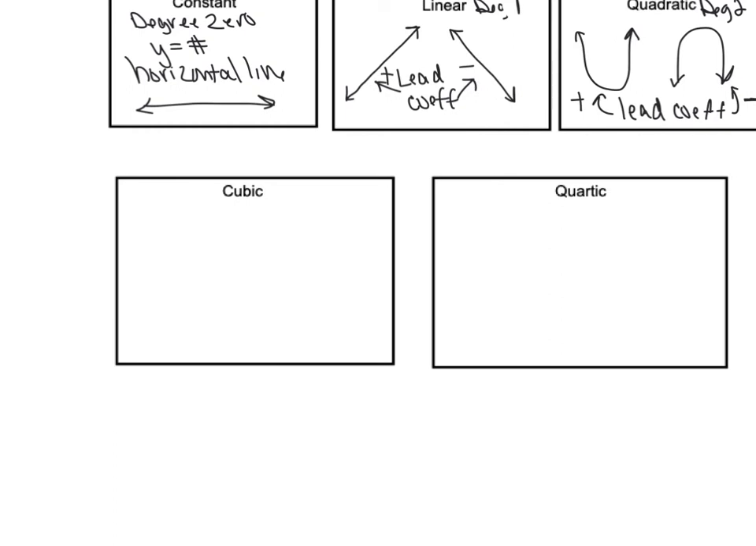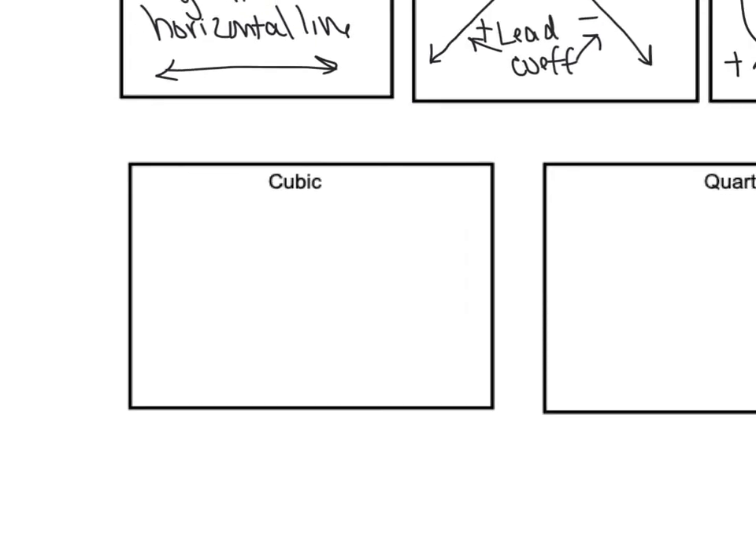Cubic, we haven't really looked at cubic graphs other than with our Desmos project. Cubic is a degree of 3. And our graphs look something like that. That's the general look. And so this is what it would look, well, actually, or they could look like this, something like that.